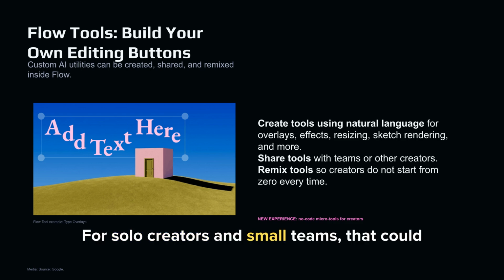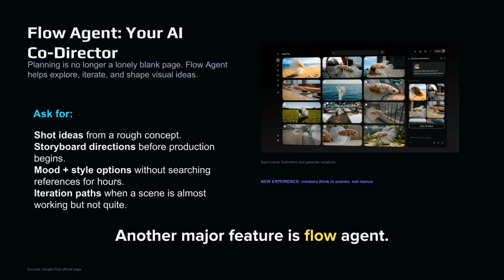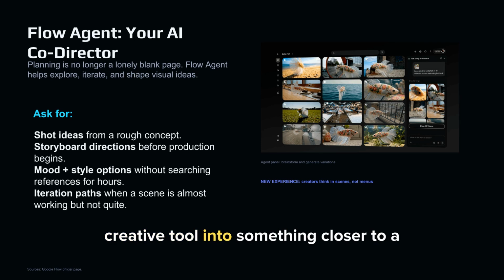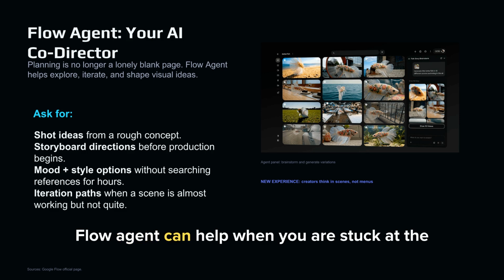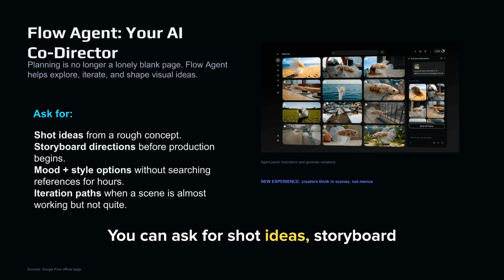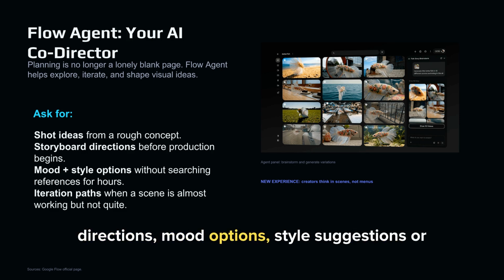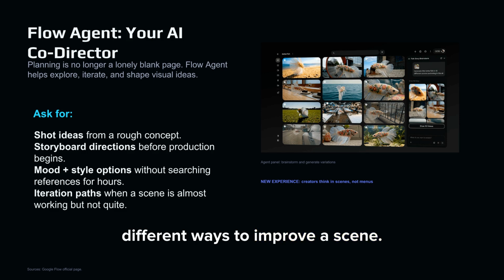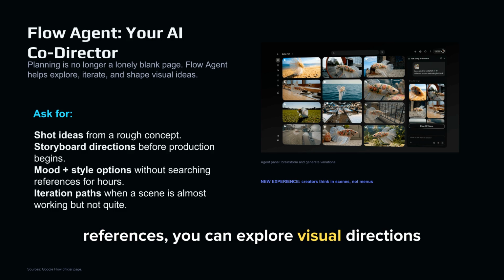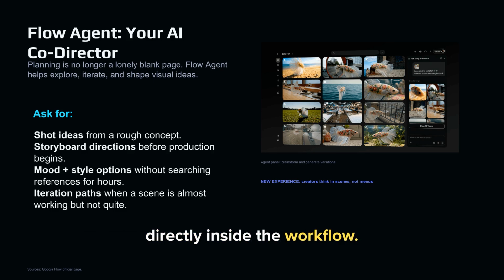For solo creators and small teams, that could be incredibly powerful. Another major feature is Flow Agent. This is the part that turns Flow from a simple creative tool into something closer to a collaborative production partner. Flow Agent can help when you are stuck at the blank page stage. You can ask for shot ideas, storyboard directions, mood options, style suggestions, or different ways to improve a scene. Instead of spending hours searching for references, you can explore visual directions directly inside the workflow.